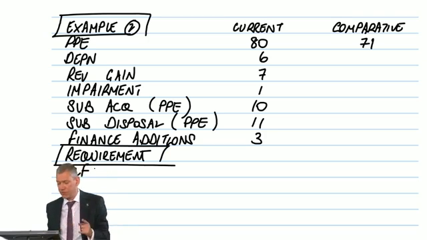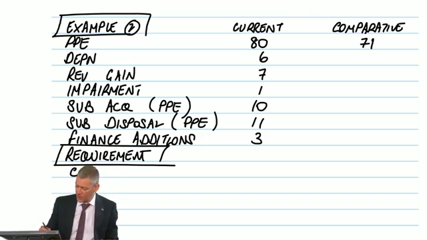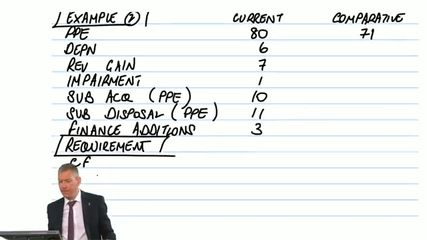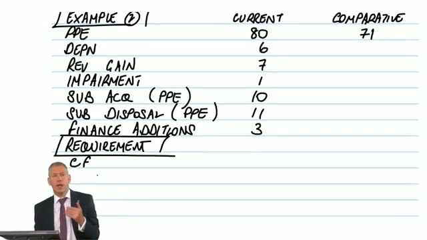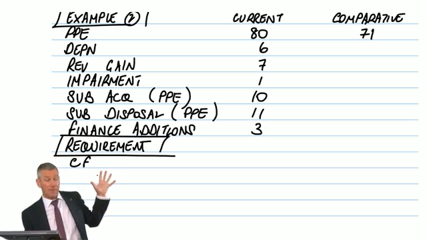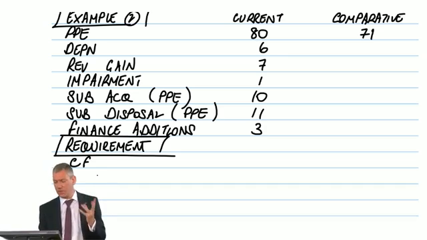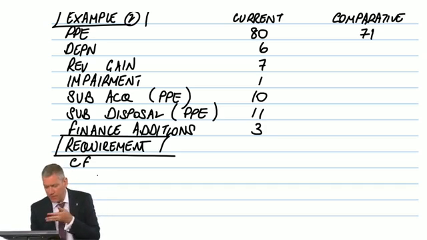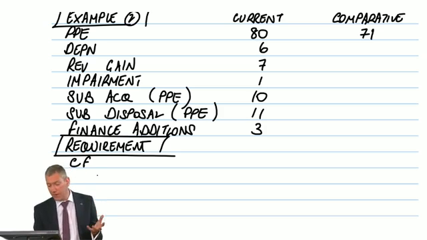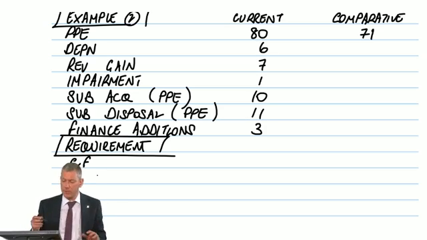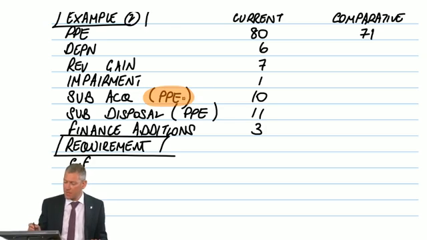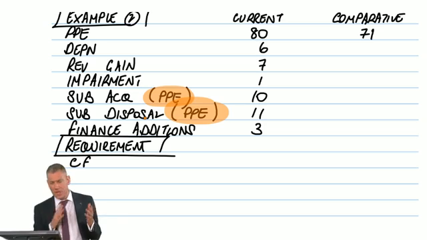Now I'll be a bit more generous with you here. I will reinforce the message from earlier. So the examiner has told you that you have everything that you could possibly need to know about PPE apart from the missing figure. The missing figure is cash flow. Work out the missing figure from the information you have. Going down, depreciation is just depreciation, revaluation gain is just revaluation gain. Impairment is just impairment, but the sub-acquisition and sub-disposal is not just the sub-acquisition and sub-disposal, but that's the PPE walking in and walking out.